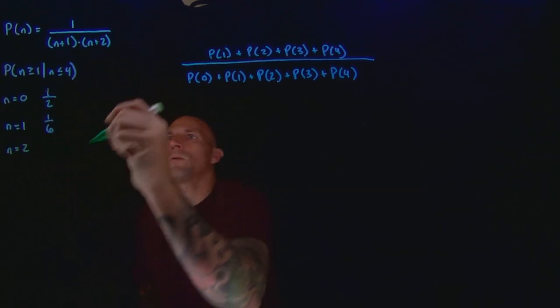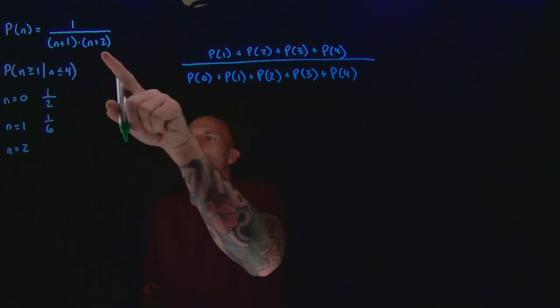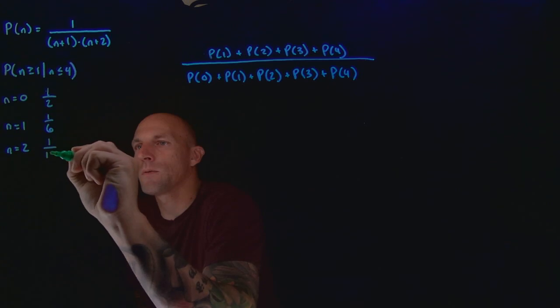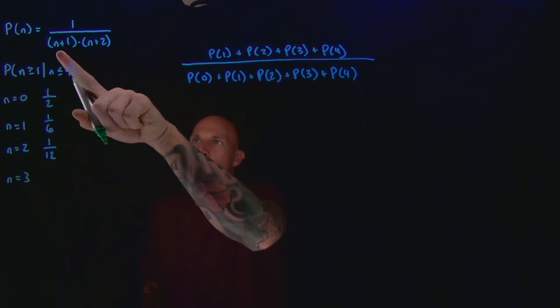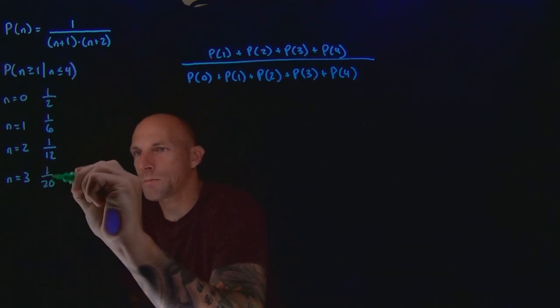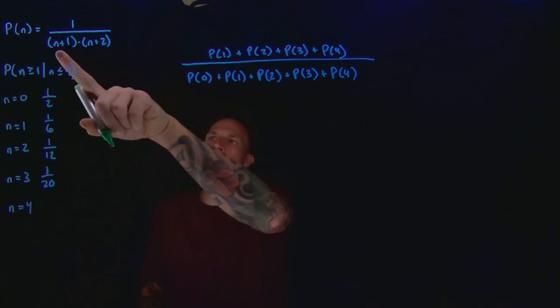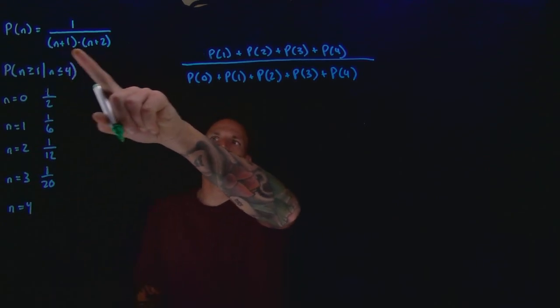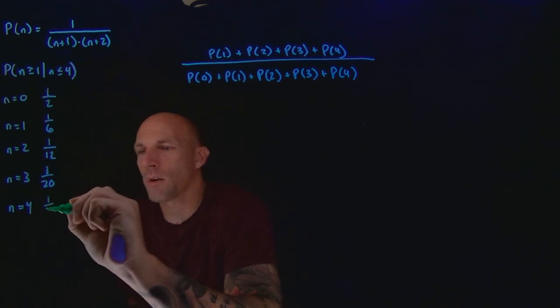For n equals 2, 2 plus 1 is 3, 2 plus 2 is 4, so that's 3 times 4 for 12. For n equals 3, that's going to be 4 and 5. 4 times 5 is 20. And for n equals 4, 4 claims, 4 plus 1 is 5, 4 plus 2 is 6, 5 times 6 is 30, so 1 over 30.